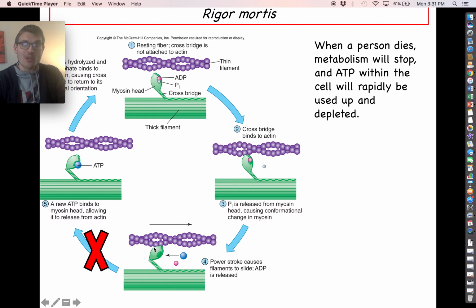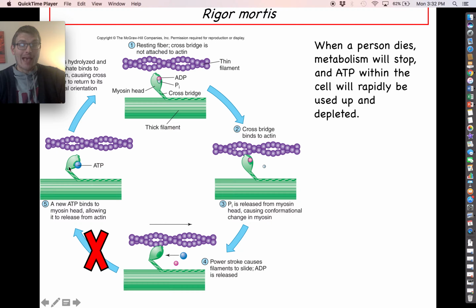And the way that it's going to let go is it is going to exchange that low energy ADP molecule for a new high energy ATP molecule. This exchange allows myosin to release itself, to dissociate itself from the actin, and we go back to our starting point here at number 5.